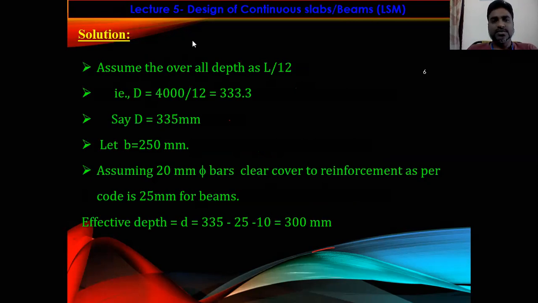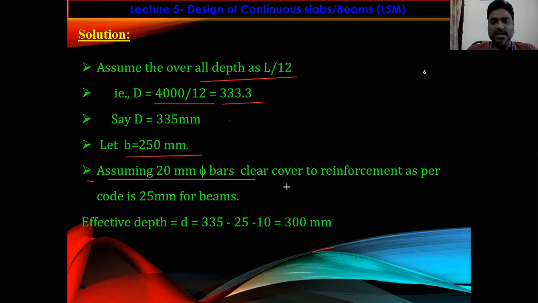So here I am assuming the overall depth of the beam is L by 12, right? Therefore overall depth is equal to 4000 by 12, we get 333.3 mm, and assume B is equal to 250. You can assume any value, right? And assume 20 mm diameter of bars and clear cover to reinforcement as per IS code. It is 25 mm per beam.